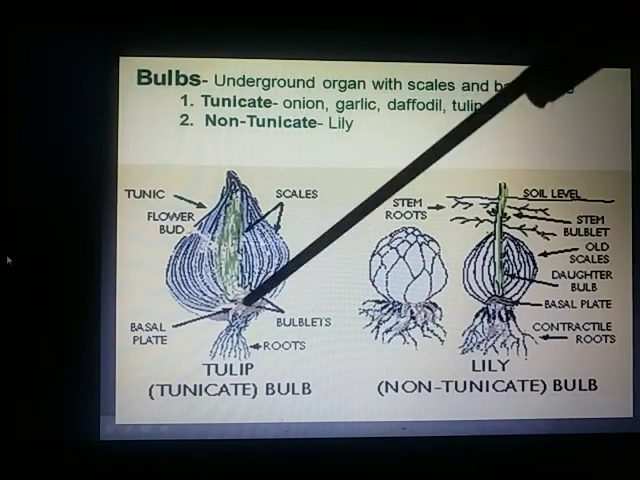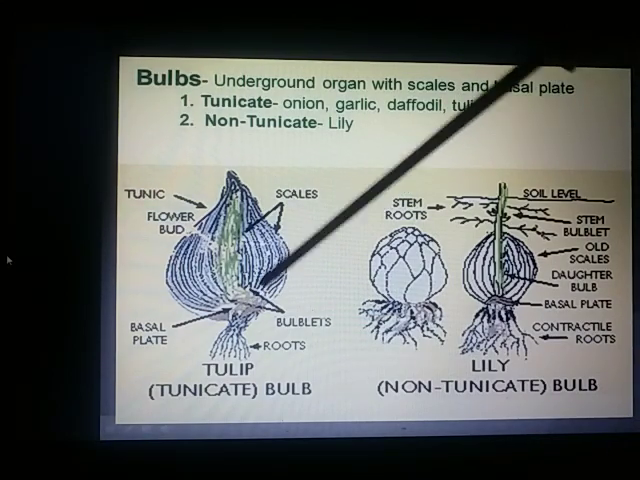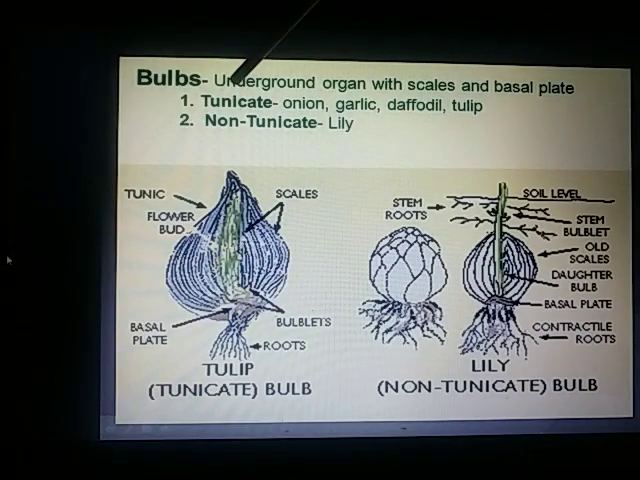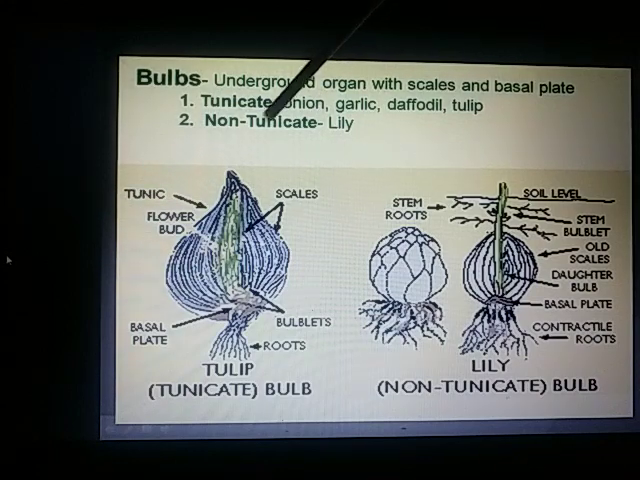From the axils of these scales we have the axillary buds, which could grow into daughter bulbs, and in the center there is a terminal bud which shoots out as an aerial shoot system. These bulbs are of two types: tunicated bulb and non-tunicated bulb.